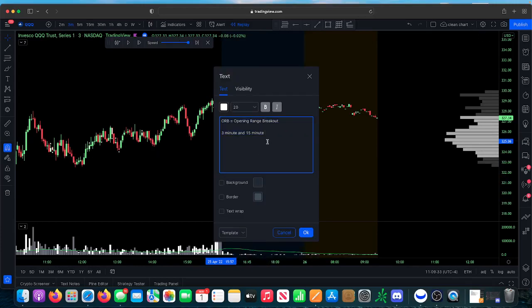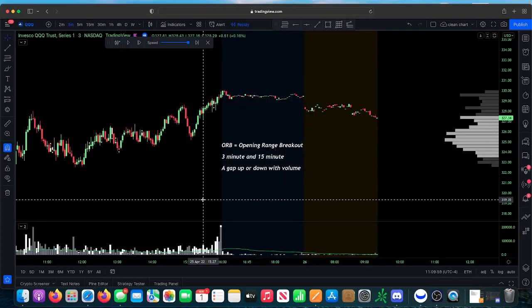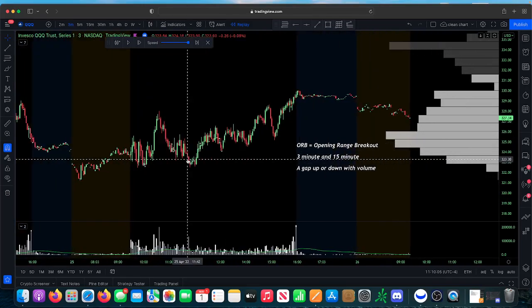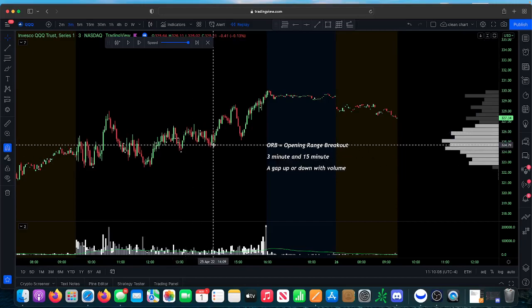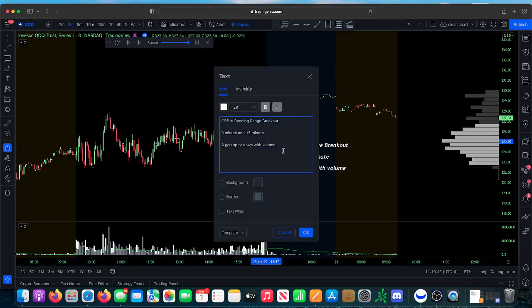This isn't something that you can do every day, right? So we want to look for a gap up or down with volume. Whenever you have an inside open, that's the days that you're going to want to skip the orb. So let's just go back on the QQQ, and we'll add one more thing.